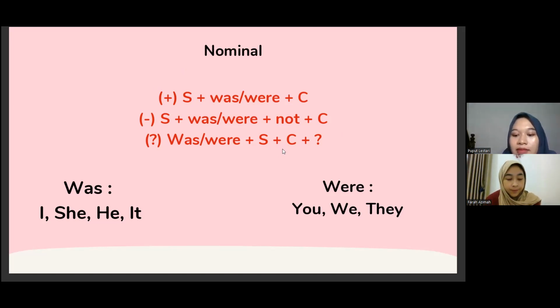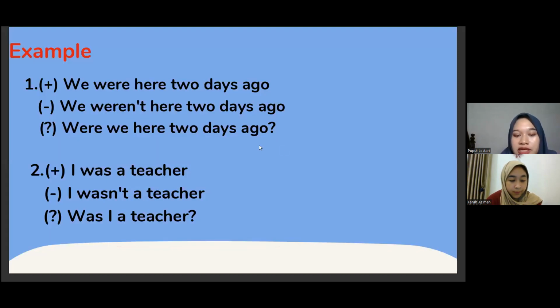Okay, let's move on to the example. Okay, we have an example first. In the affirmative sentence: we were here 2 days ago. We ask the subject and the word is the to be, because we means we use were. Why? Because it is more than one, plural, jamak. And the next is complement. Here 2 days ago is complement.